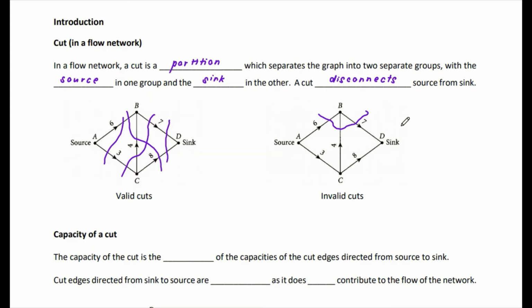Similarly, this is a valid cut as well, because you have one region here and another region, with the source and sink separated. Let me see whether we have another idea. Okay, this is still a valid cut, the same thing as what we have just now. So this is an example of a valid cut.